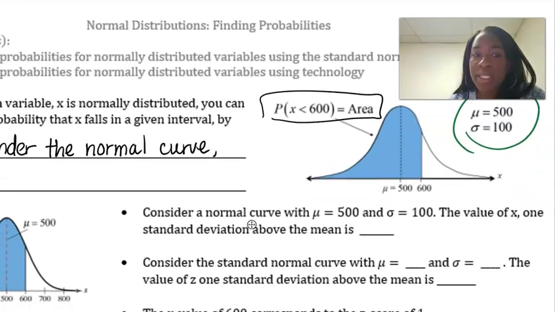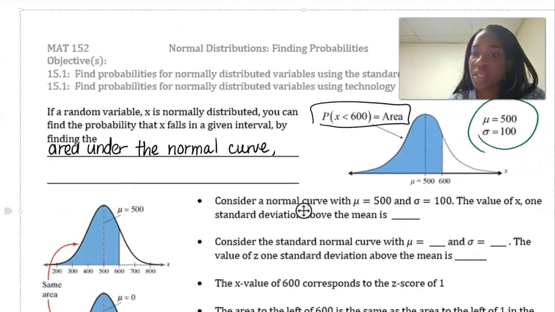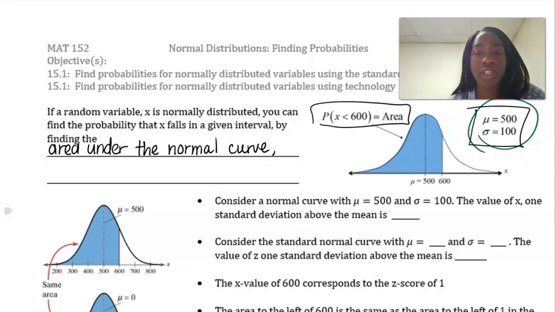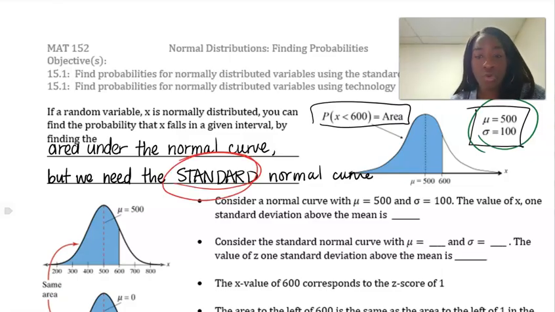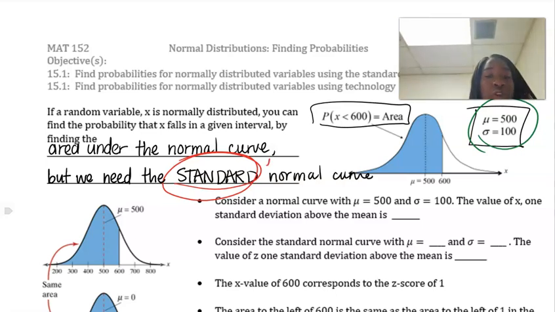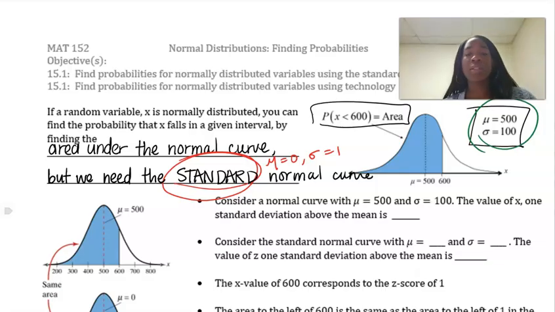But the problem is, in lesson 14, when we did questions like this, we did not find the probability that x was less than 600 when the mean is 500 and the standard deviation is 100. We only know how to find those areas for the standard normal curve, which is the curve where the mean is 0 and the standard deviation is 1. So I added in here, but we need the standard normal curve. And remember, the standard normal curve is the curve where mu is 0 and sigma is 1. So let's consider this issue.